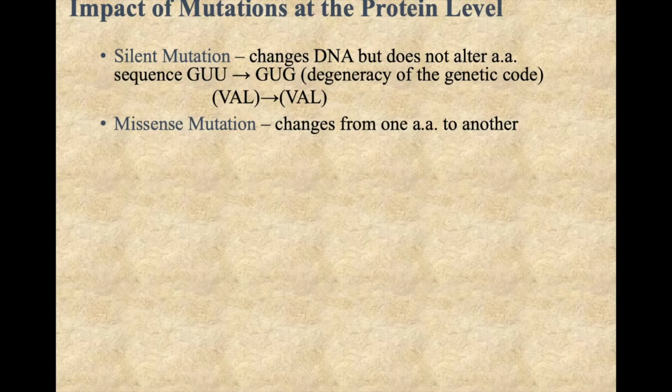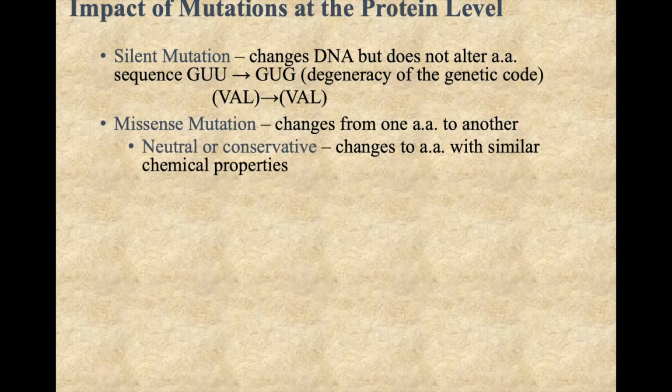A missense mutation is when one amino acid is changed to another amino acid. So for example, possibly valine being changed to an alternative amino acid. If instead of this third position in the codon being changed, maybe it was the first position in the codon being changed.